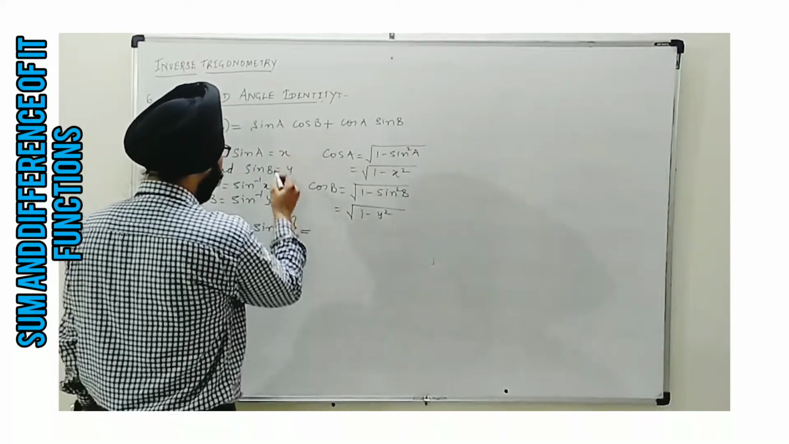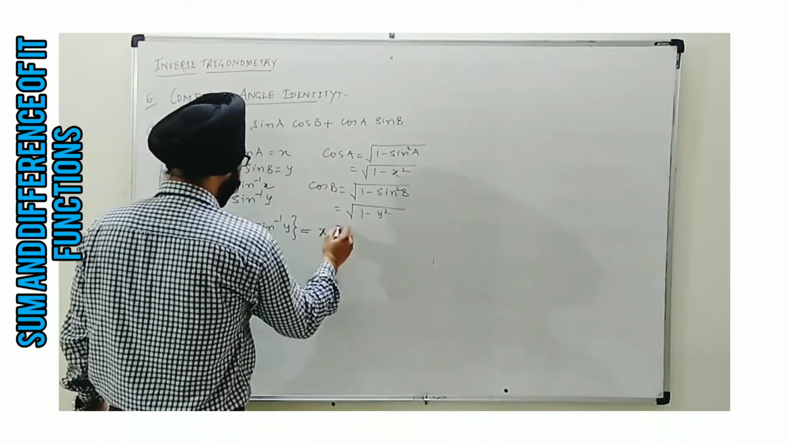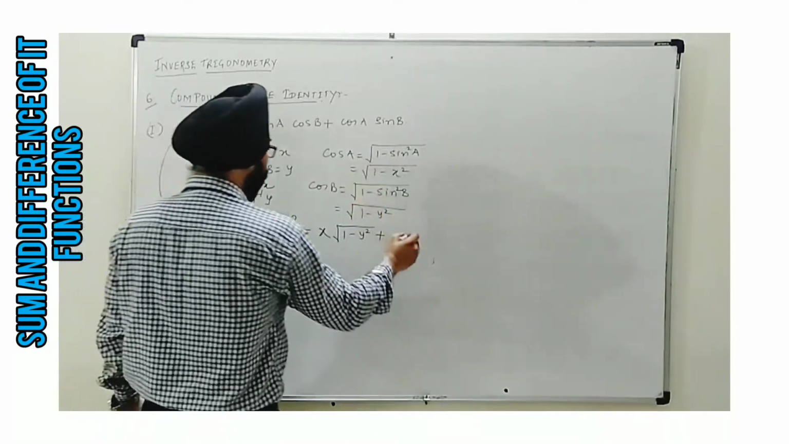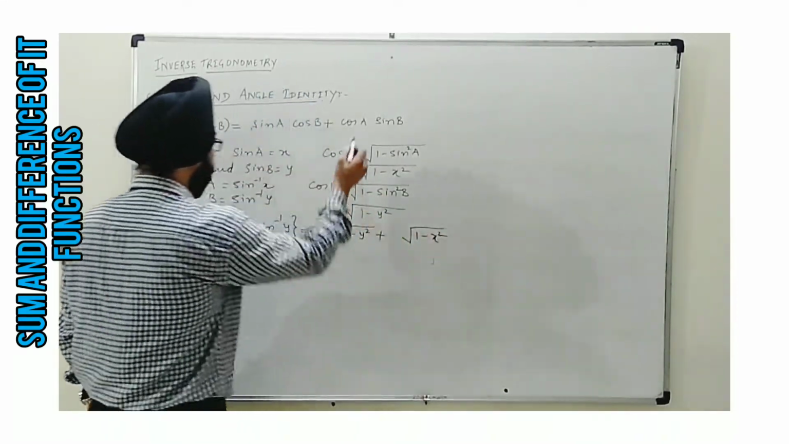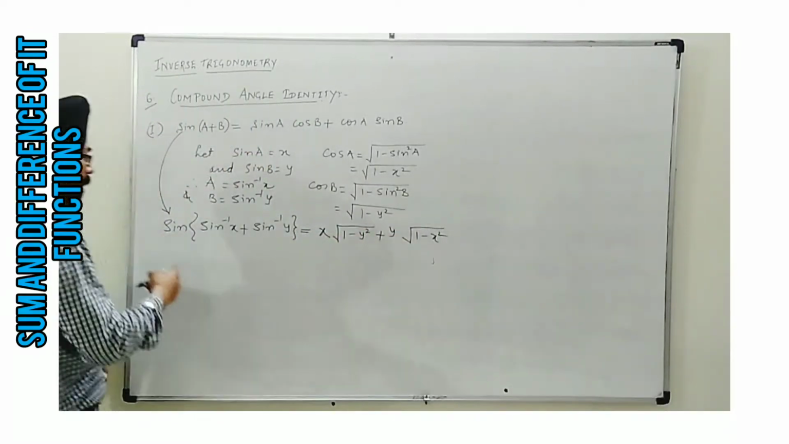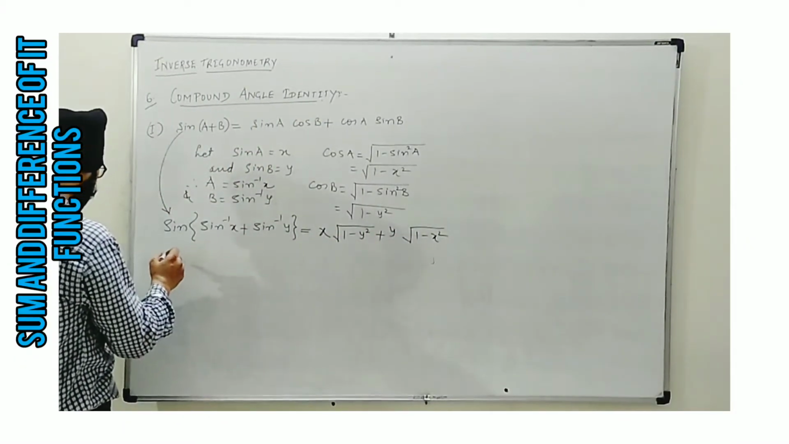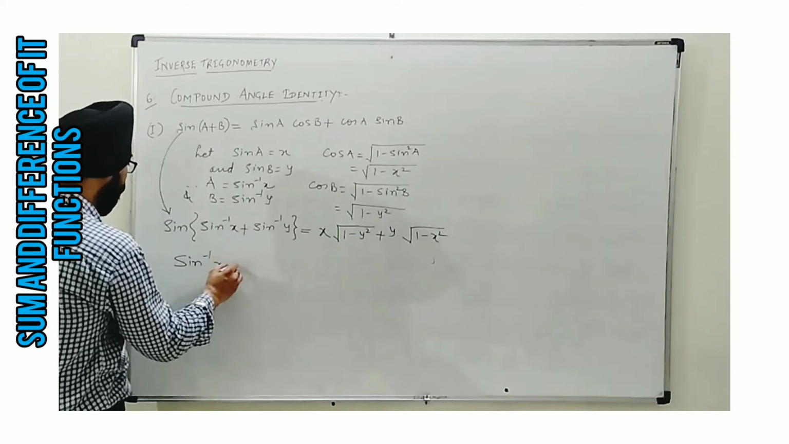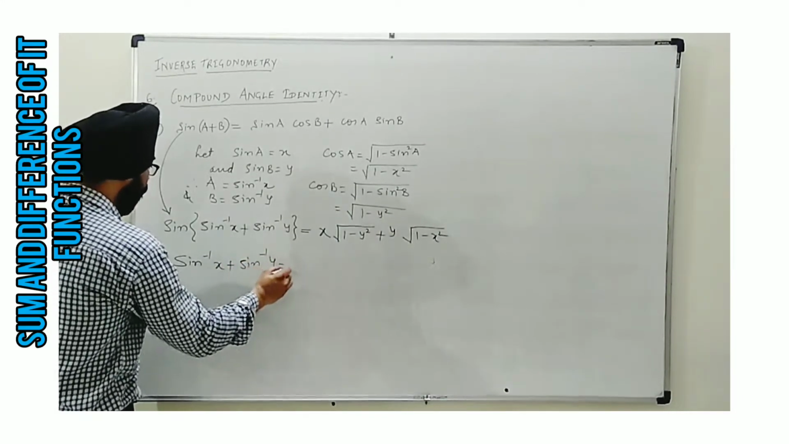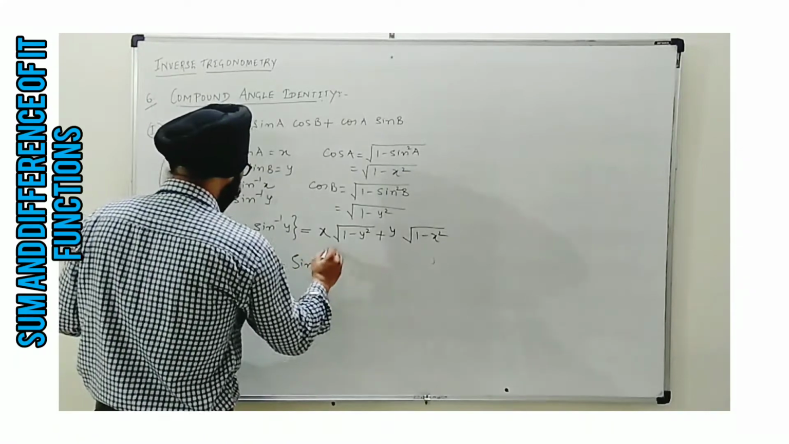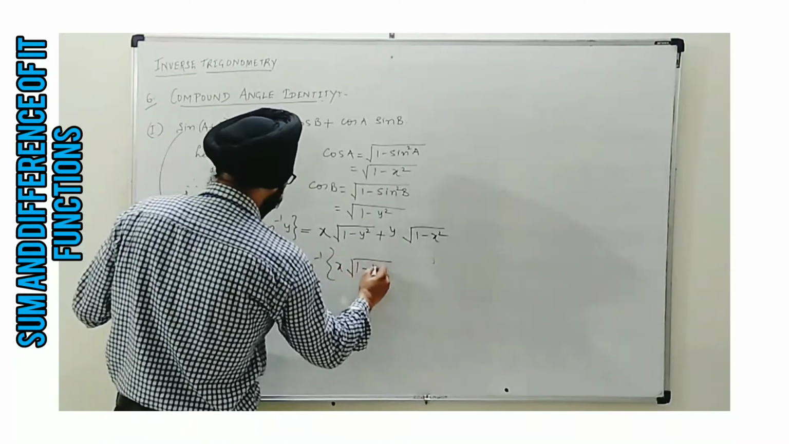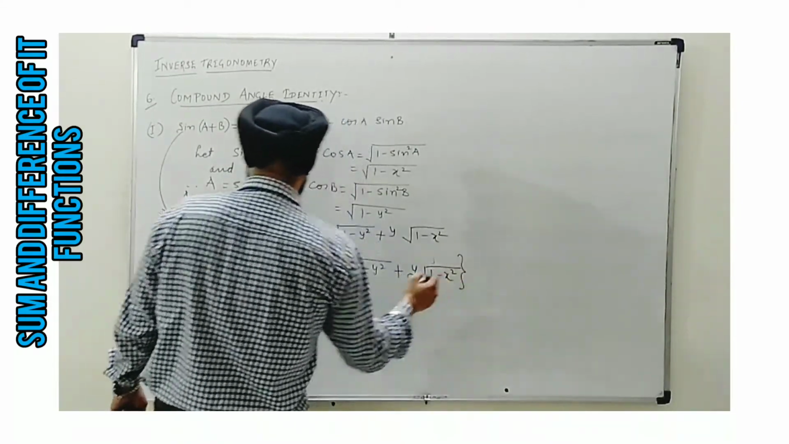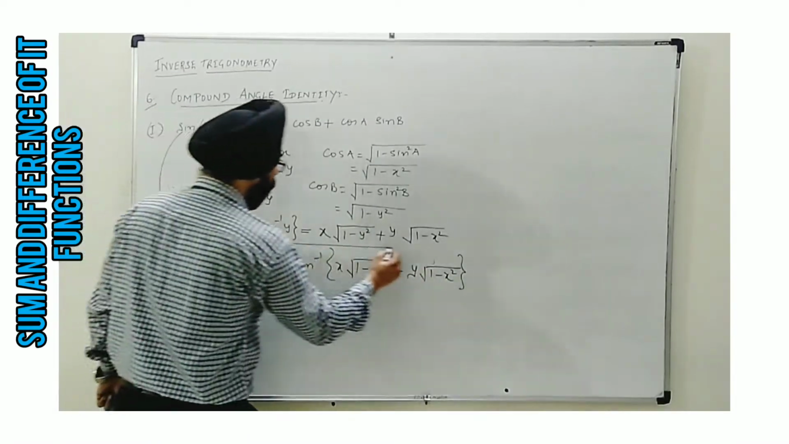On the right hand side, sine A is x, cos B is root 1 minus y square, plus cos A is under root 1 minus x square, and sine B is y, as already taken. Now when we take sine inverse on both sides, we find the first identity of this batch: sine inverse x plus sine inverse y is equal to sine inverse of x root 1 minus y square plus y root 1 minus x square. This is the first identity of this batch.